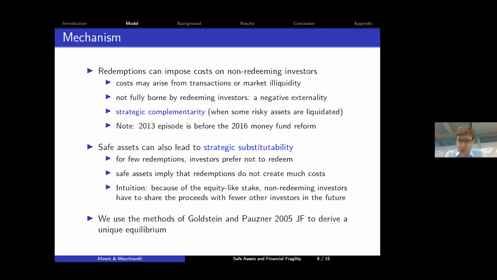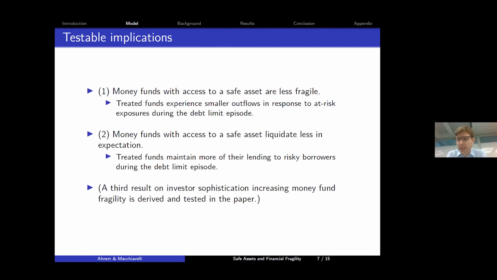We can, however, employ the methods proposed by the seminal paper by Goldstein and Pauzner in the Journal of Finance that gives us the toolkit to deal with what's called one-sided strategic complementarity. We do so in the paper and solve for a unique equilibrium, and we can use this unique equilibrium to derive testable implications. So the first one is that money funds with access to a safe asset, so access to the overnight reverse repo facility, are less fragile.